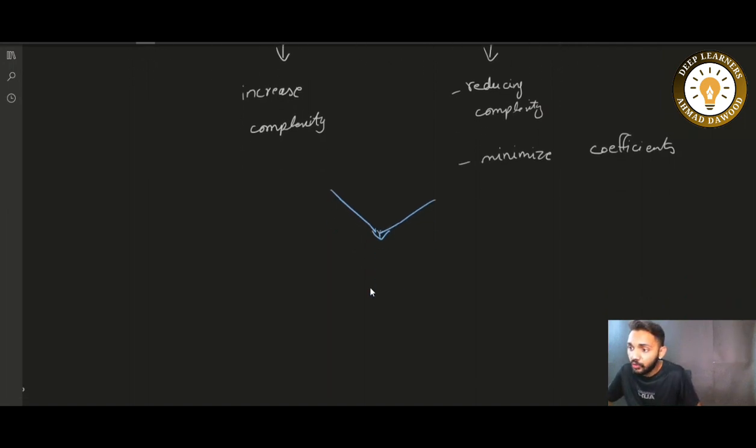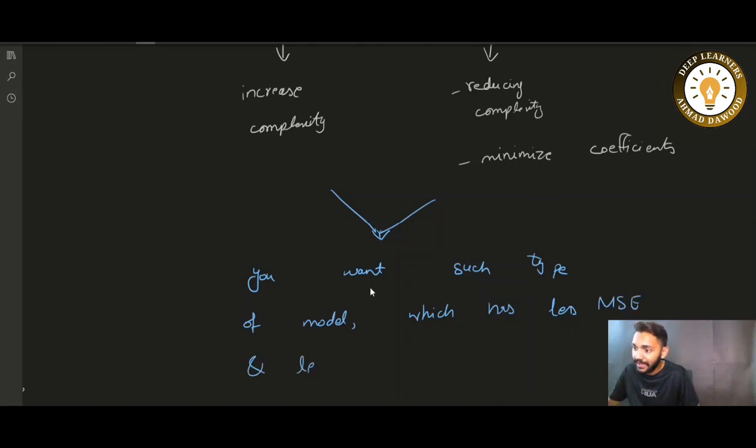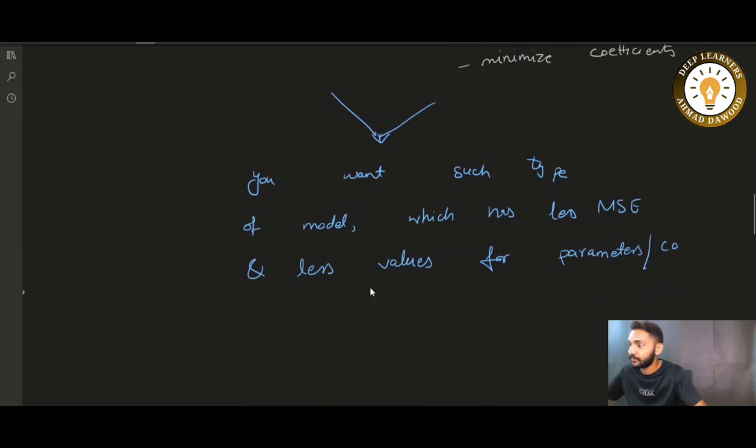Now when you add both of them, you are saying that you want such a type of model which has less mean square error and less values for the parameters, or more precisely, for the coefficients.